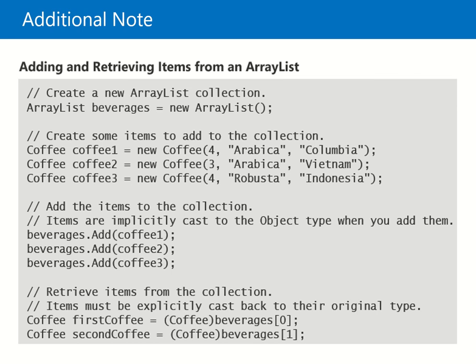Let's say you create an array list collection. Creating an array list is pretty straightforward. Just type ArrayList and the name of the variable that stores the list, and then construct it with the new ArrayList method. This is very similar to constructing a structure: call ArrayList, the name of the variable, equal to new ArrayList.